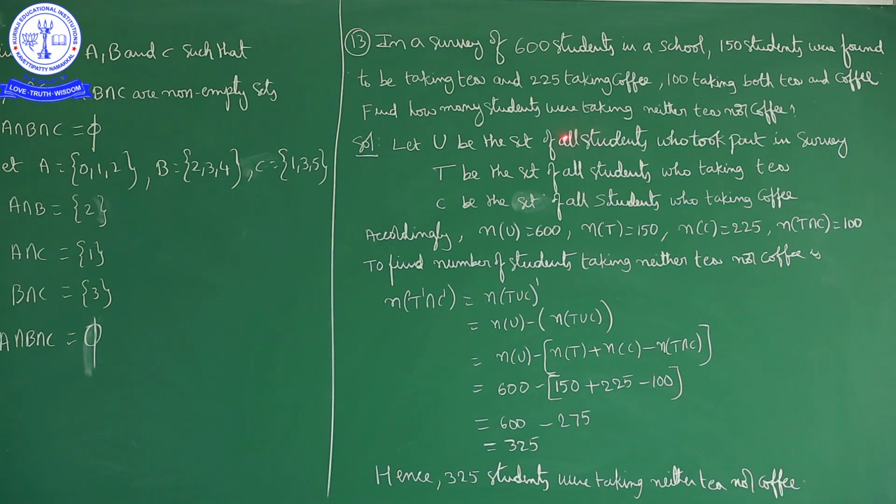This is the information given in a school: in a survey of 600 students, 150 are taking tea, 225 are taking coffee, 100 are taking both. How many are taking neither tea nor coffee? We have to find n(T complement intersection C complement), which is n((T union C) complement), which is n(U) minus n(T union C). n(U) is 600, minus n(T union C), which is n(T) plus n(C) minus n(T intersection C): 150 plus 225 minus 100. So this is 275, and 600 minus 275 is 325. So 325 students were taking neither tea nor coffee.